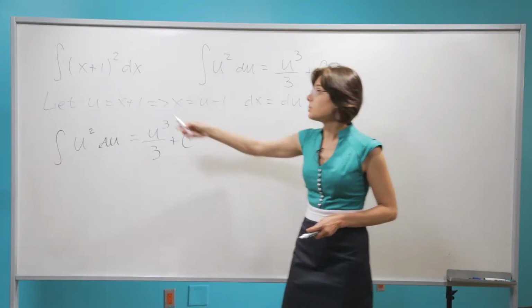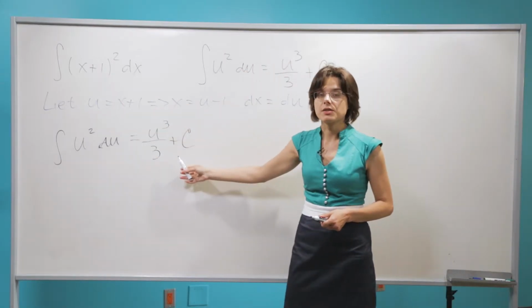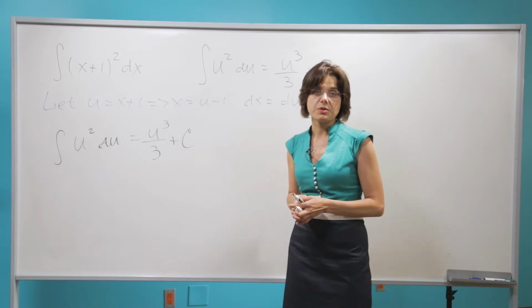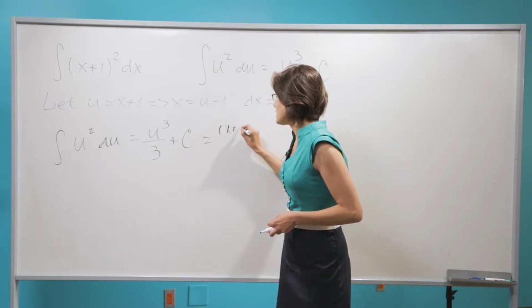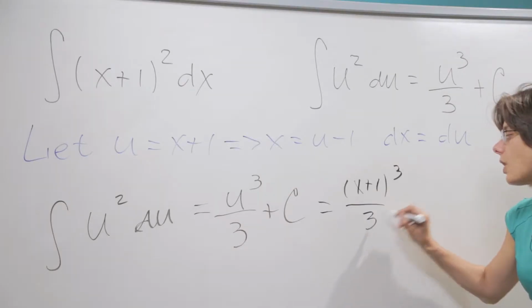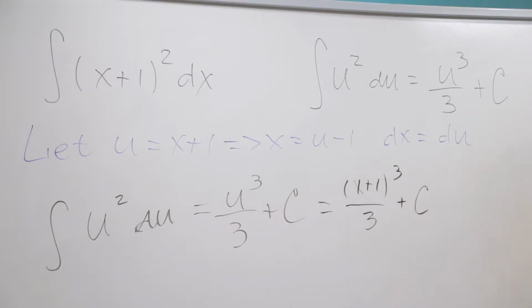Since we started with variable x, we have to come back to variable x. So now we're going back to our substitution and write x + 1 instead of u. So our final result is (x + 1) cubed over 3 plus constant c.